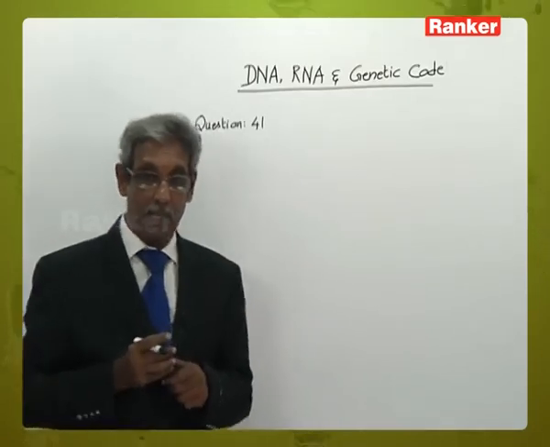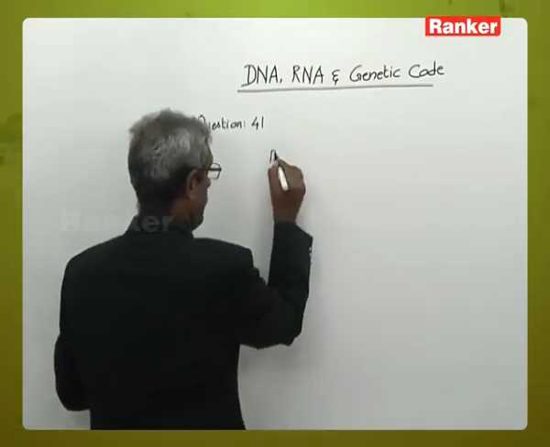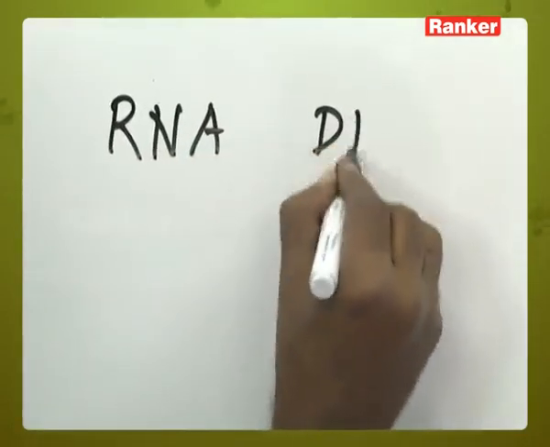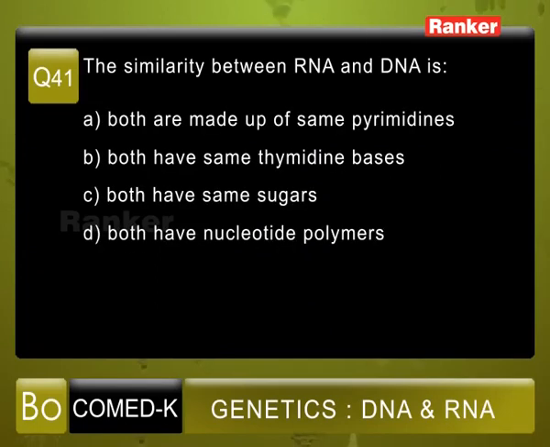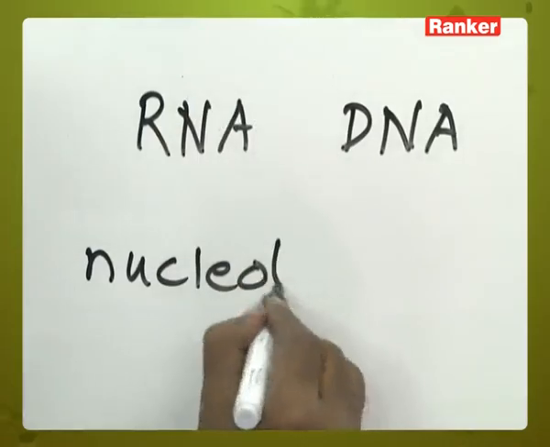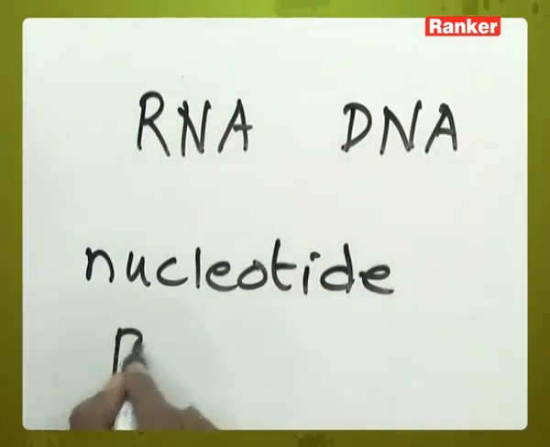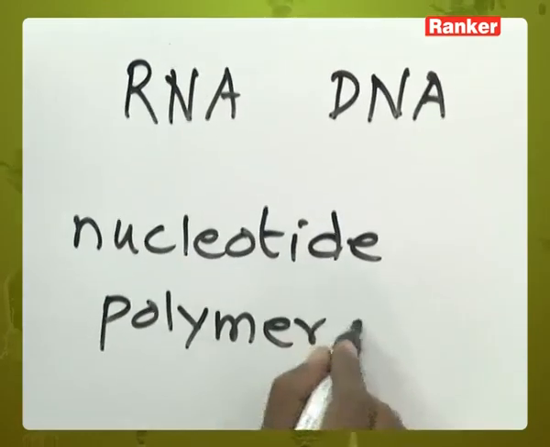Question 41 asks the similarity between DNA and RNA. Are both of them made up of the same pyrimidines? No, they have different pyrimidines. Both of them have the same thymidine bases? Again, no, thymidine bases are very much different. And both have the same sugars? The RNA has got ribose sugar, whereas DNA has got deoxyribose sugar. But both of them are made up of nucleotide polymers. They are made up of the building blocks of nucleotides, and they go to form a large polymer. So both are examples of nucleotide polymers.